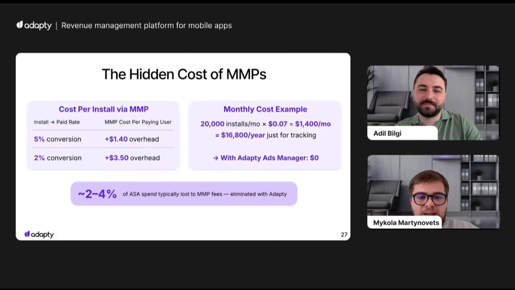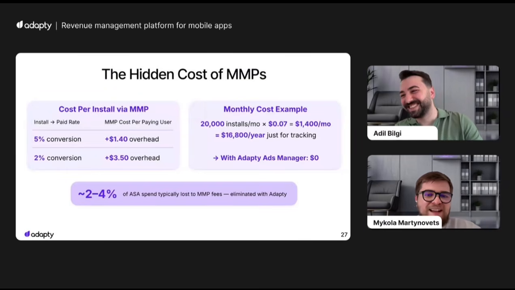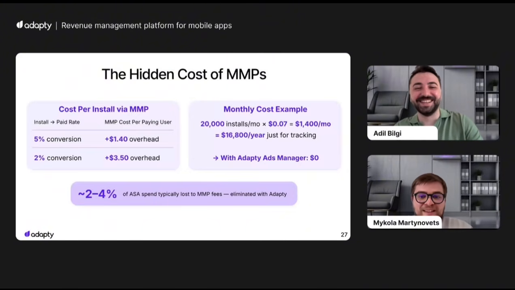The great news is that with Adaptive Manager, it will be eliminated. You will pay zero, because tracking for Apple Ads in Adaptive is completely free. We call this the MMP data tax. It's not your spend, it's really a tax. Whenever you call it a data tax, I always laugh, because I really like that phrase. But that is what it is, right? It's absolutely a data tax.